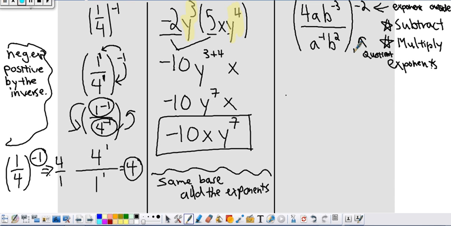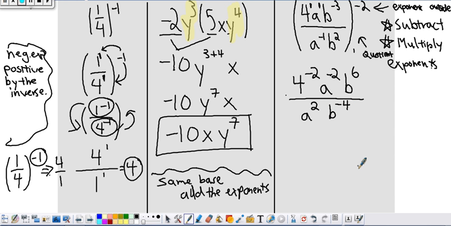So I'm going to do -2 times -3, -2 times this 1 that's not written out, -2 times, again, this 1 that's not written out. Then on the denominator, -2 times +2, -2 times -1. So when I do the multiplication, I get 4 to the power of -2, a to the power of -2, b to the power of +6, all over a to the power of +2, b to the power of -4.